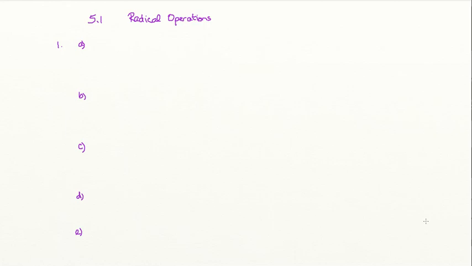Chapter 5, Radical Operations. This begins on page 149. We're going to start doing some questions on page 151. Question 1, true or false?